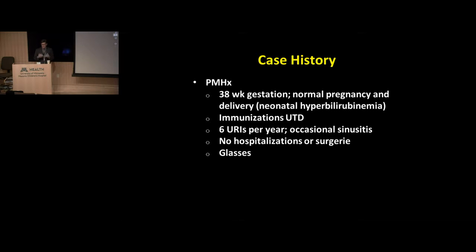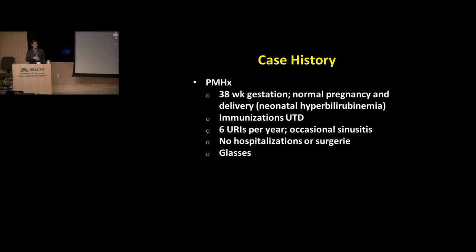So in the past medical history, the mother, at the time this child was born, was 38 weeks gestation, normal pregnancy, delivery was normal, had neonatal hyperbilirubinemia, but that was the only thing that was abnormal. Today, the immunizations are up to date. As I said, 6 URIs per year with occasional sinusitis in the history, no hospitalizations or surgeries, wears glasses. That's about all we could find out.